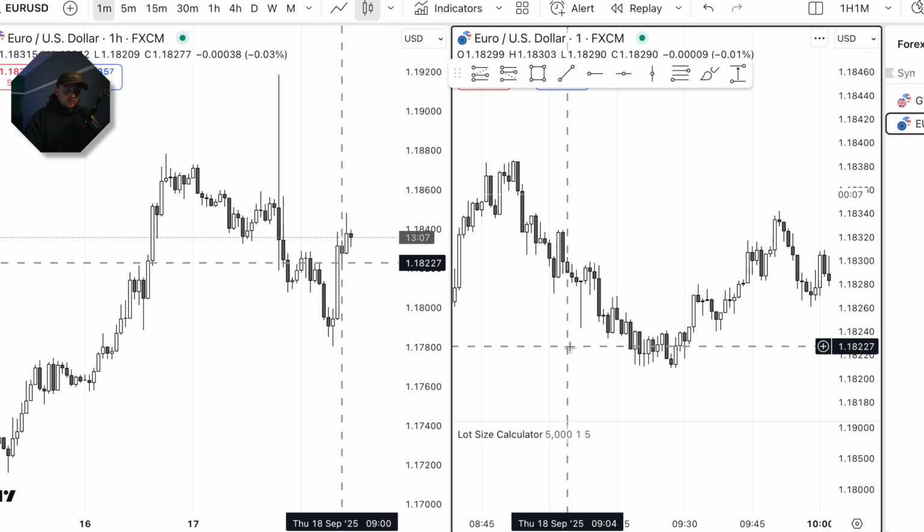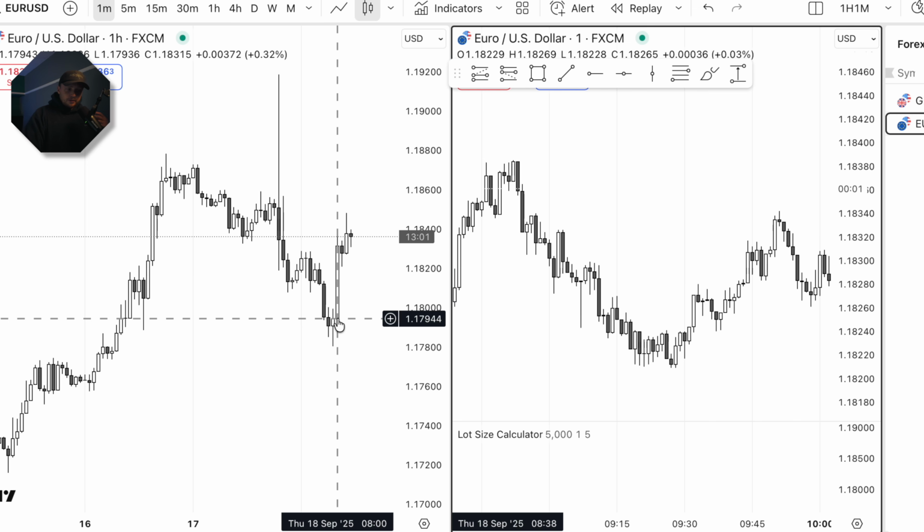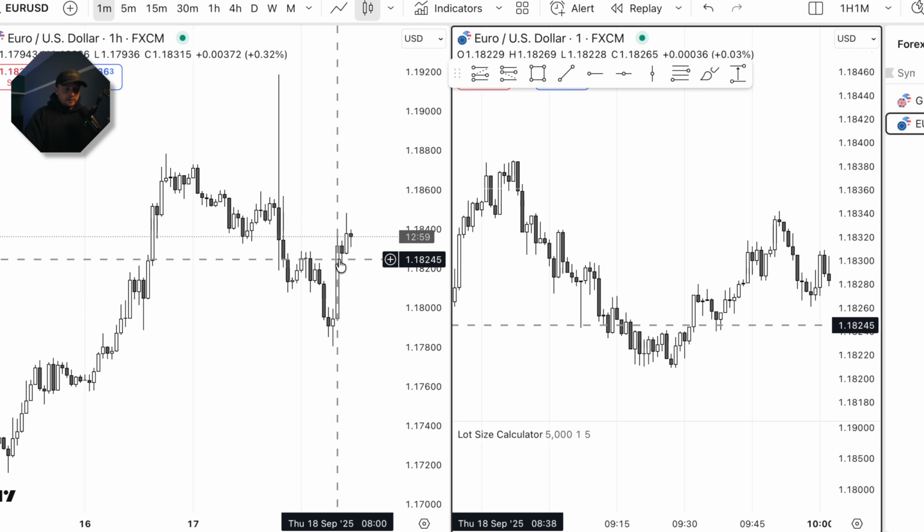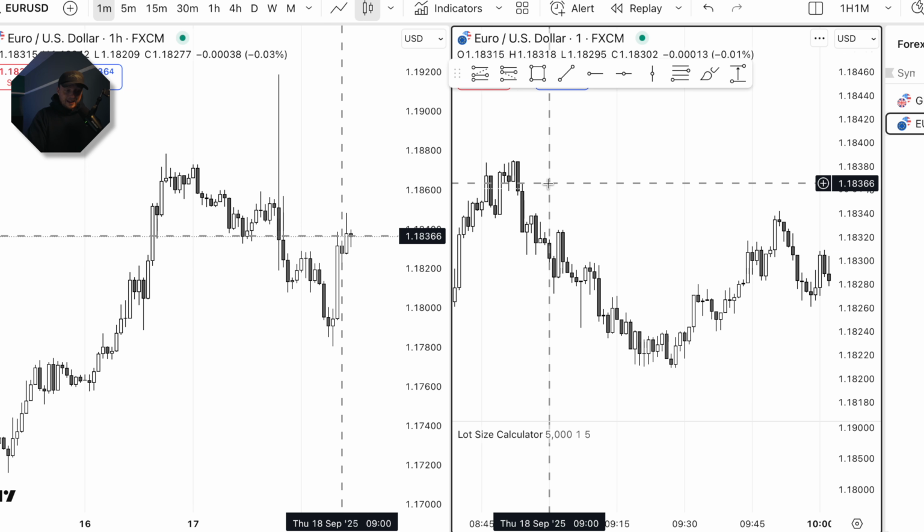Let's just have a look at Euro USD for an example. This was another trade from this morning. Previous hourly candle is bullish. We can see from 8 till 9 we have a bullish candle. Price opens there, closes there. So we'll be trading a 9 till 10 candle.